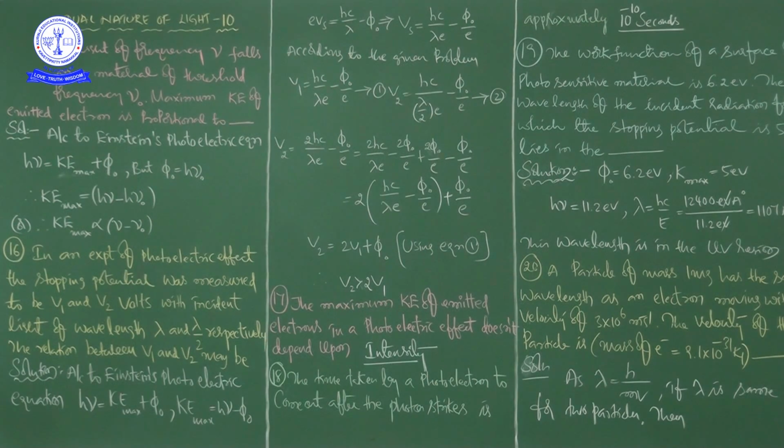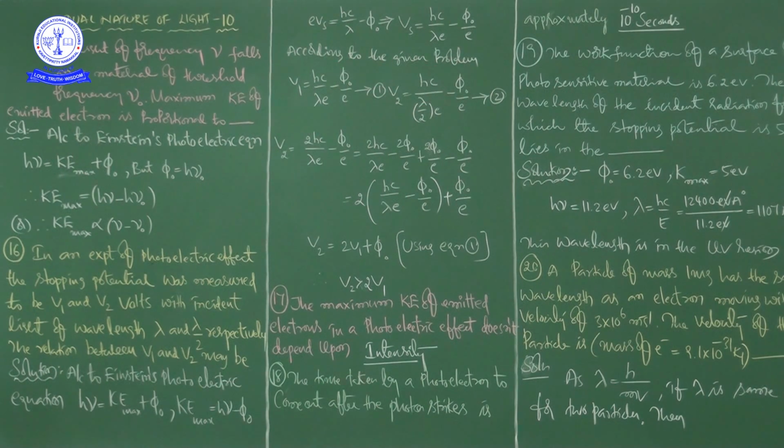Next, according to the given problem, V1 is equal to hc by lambda e minus phi naught by e. Their wavelength is lambda. But in case of V2, it is hc by lambda by 2, that is, hc by (lambda by 2) into e, minus phi naught by e. That is equation 2.